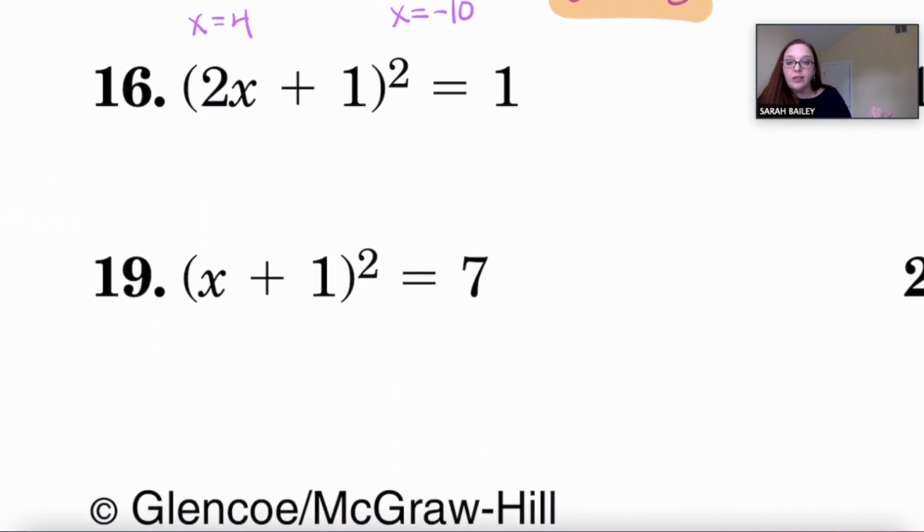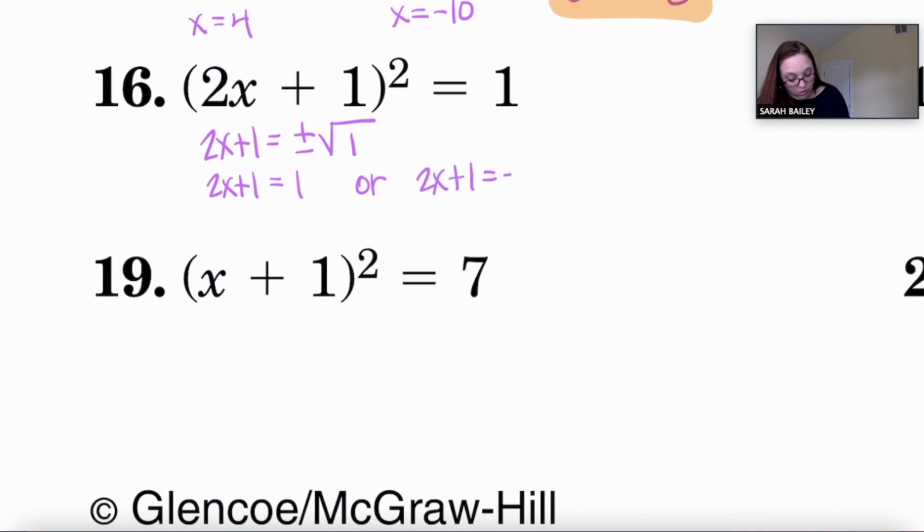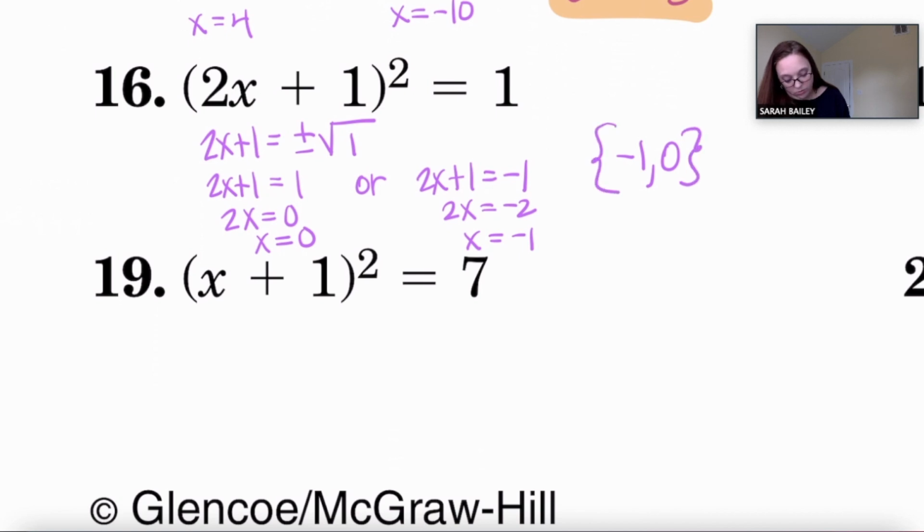Okay, same thing is happening here. So 2x plus 1 is equal to plus or minus the square root of 1. So 2x plus 1 equals positive 1 or negative 1. So this would be 2x equals 0. So x would be 0. 2x equals negative 2. So x would be negative 1 here. So my answers here are negative 1 and 0. Okay, we'll do one more together.